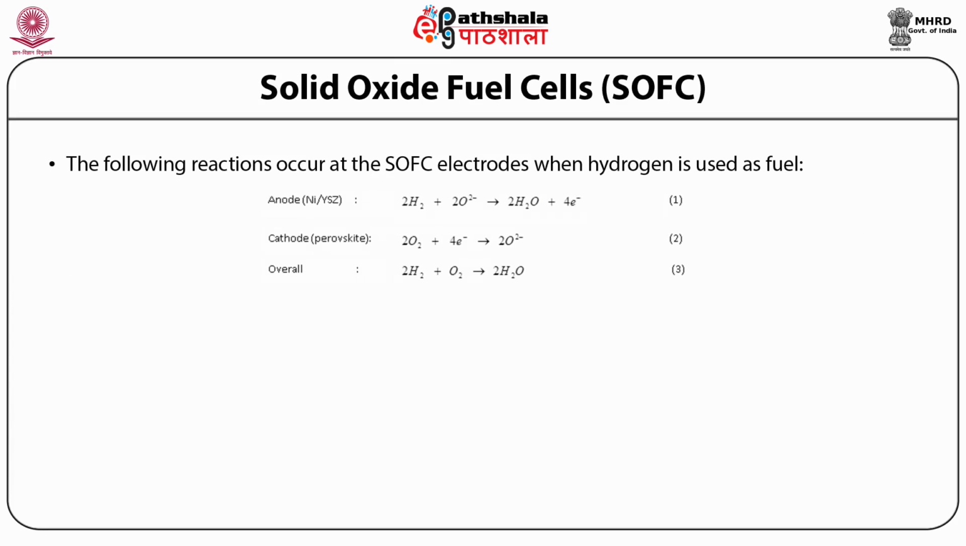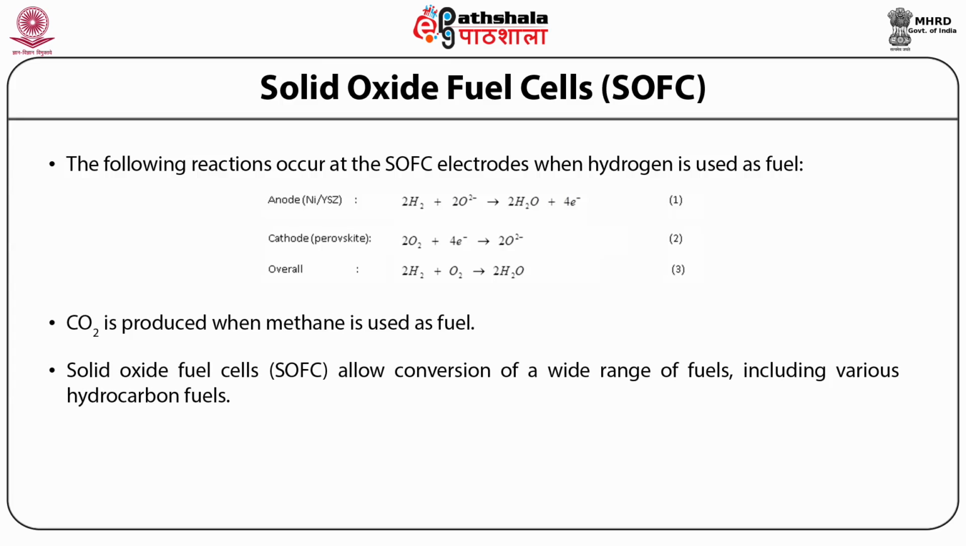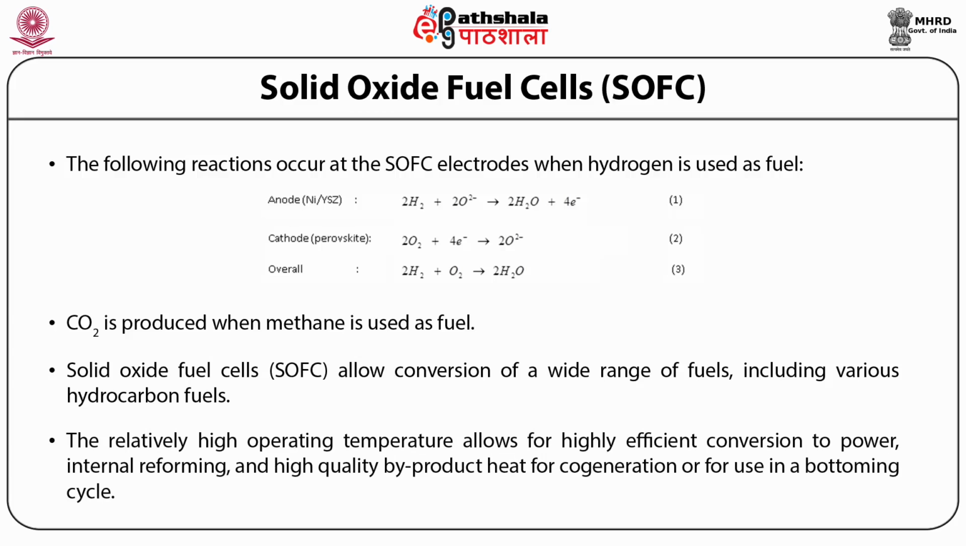The reactions given on screen occur at the SOFC electrodes when hydrogen is used as fuel. CO2 is produced when methane is used as fuel. Solid oxide fuel cells allow conversion of a wide range of fuels, including various hydrocarbon fuels. The relatively high operating temperature allows for highly efficient conversion to power, internal reforming, and high quality byproduct heat for cogeneration or for use in a bottoming cycle.